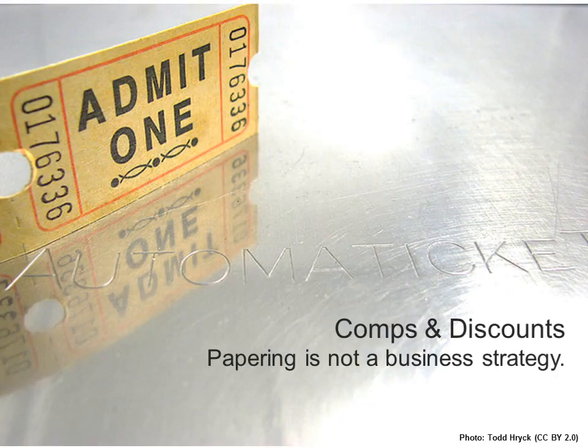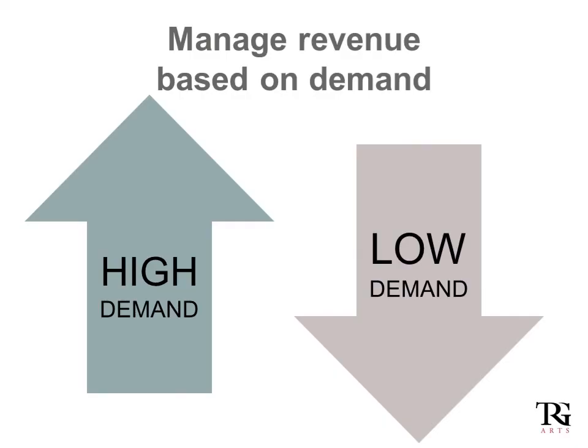One prime culprit is policies for discounting and complimentary tickets. Timing plays a big role in how effective these strategies can be to maximizing revenue potential. We need to manage revenue based on demand, and that means that the organization as a whole needs to manage demand. What that means is we need to understand which events, dates, and times are in demand.